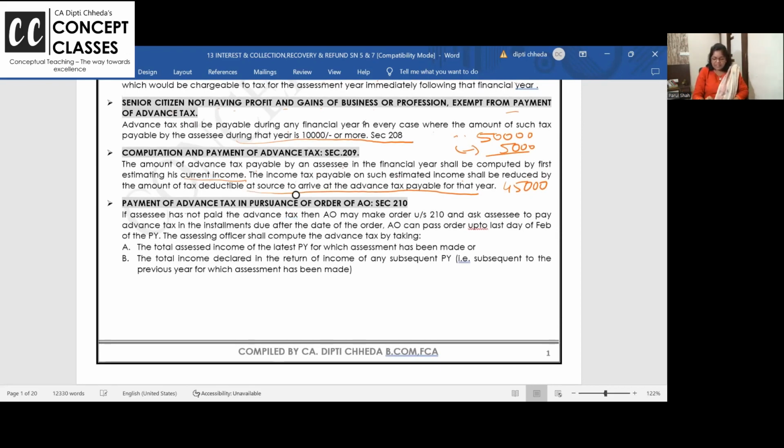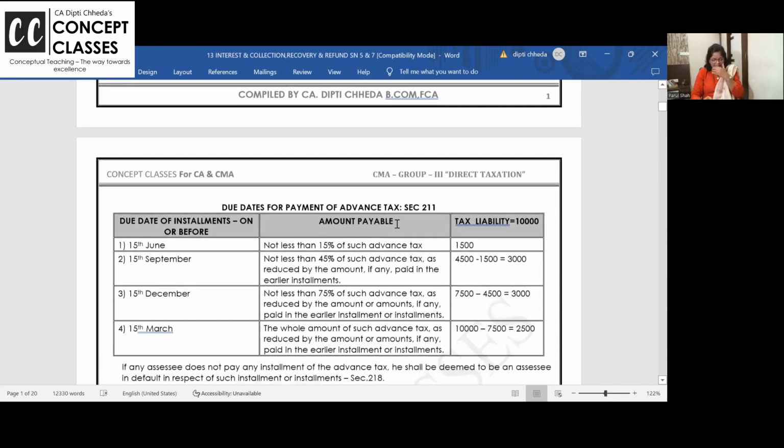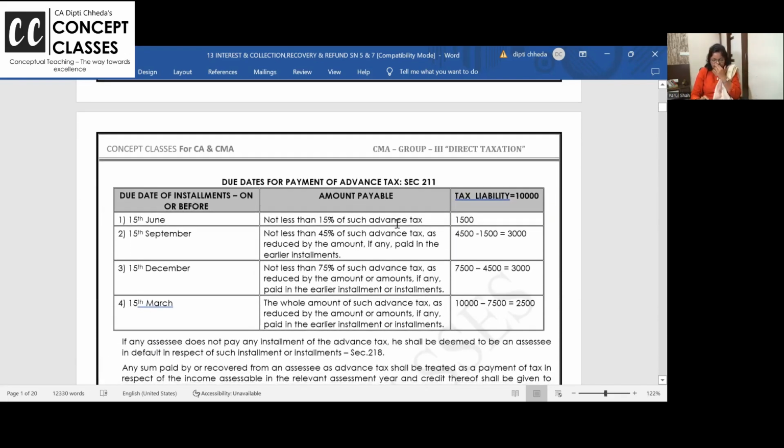Payment of advance tax in pursuance of an order issued by the AO. Sometimes the AO can also issue an order to pay the advance tax if they are not paying. If the assessee has not paid advance tax, and the AO asks to pay the advance tax due after the order, the AO can pass the order up to the last day of February, and the AO shall compute advance tax by taking the total assessed income of the last year and the total income declared in the return last year, and he can ask you to pay the advance tax.